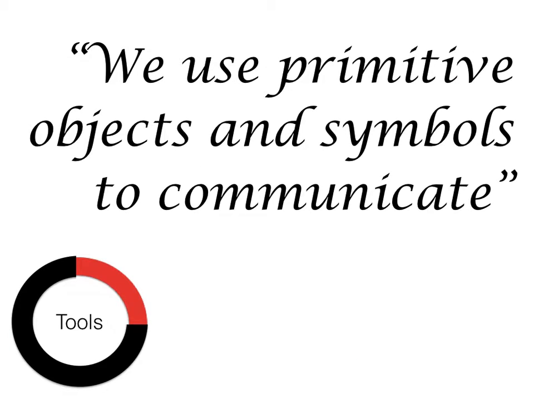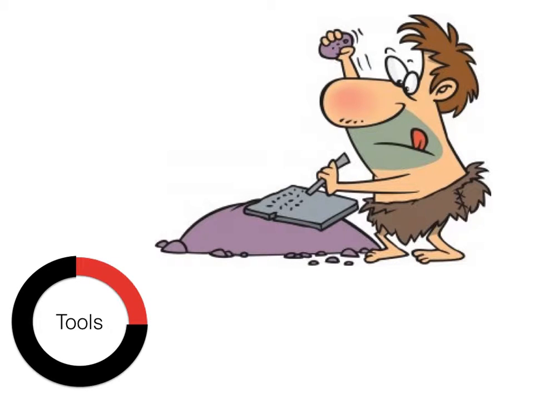The age of tools. We use primitive objects and symbols to communicate. Communication, even in the early days, did not only involve face-to-face interactions or body language, but also objects and symbols to paint a story to and for others. Consider cavemen and women in hieroglyphics.